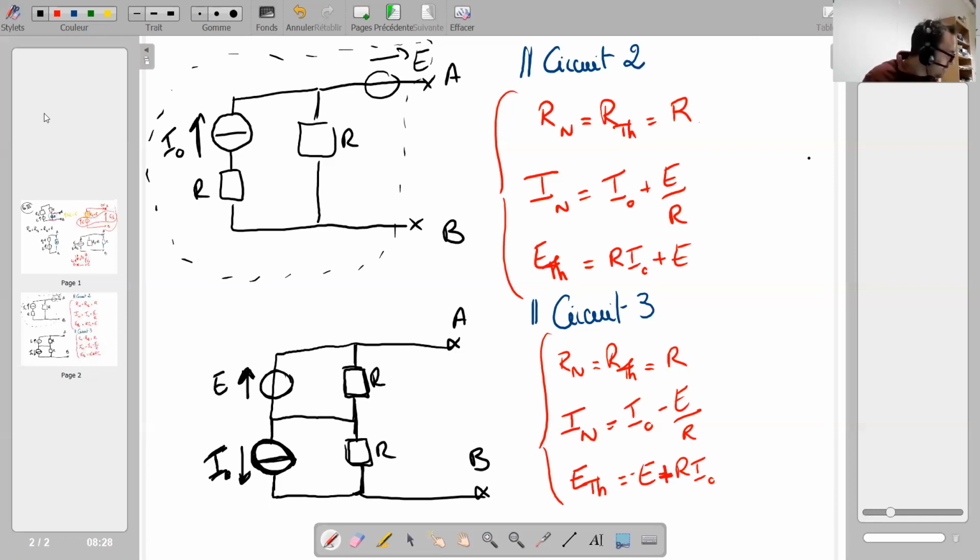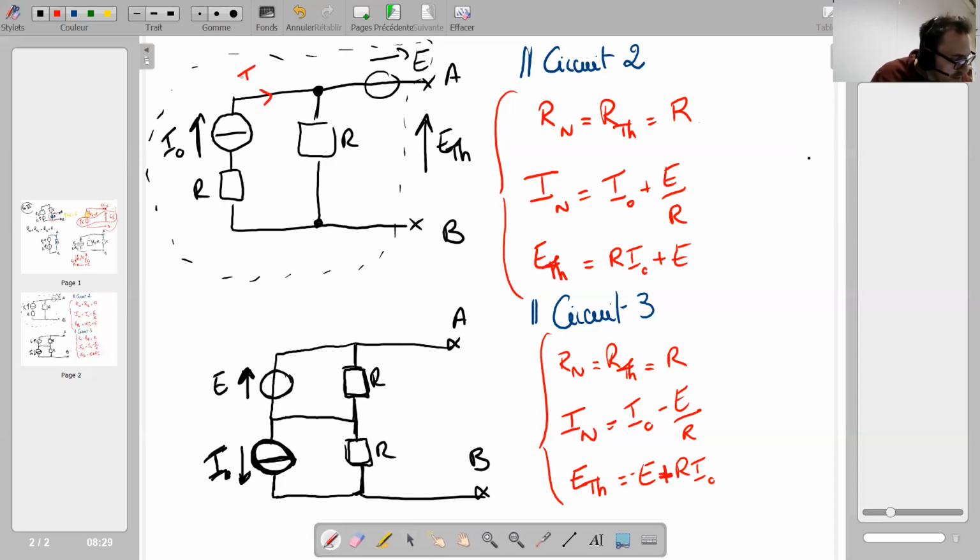Can we move to the next circuit? Wait, could you explain how you found IN and ETH? Which circuit? Number 2. So I'm just going for ETH. Same protocol over and over again: label everything. So you're looking for ETH, which is an unknown.